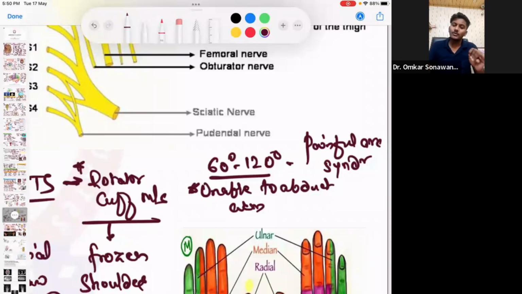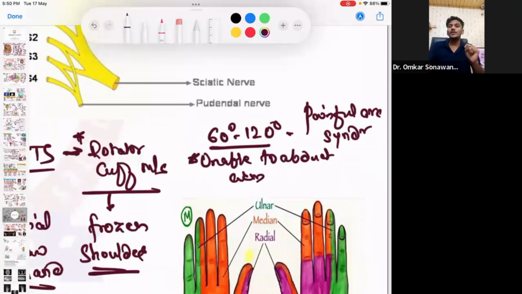That is the painful arc syndrome, and it is due to inflammation of the anybody? It is due to inflammation of the supraspinatus. Okay, so you will ask, sir, overhead abduction or this 60 to 120 is not done by the supraspinatus, but it is not due to the function. Okay, it is the inflammation.